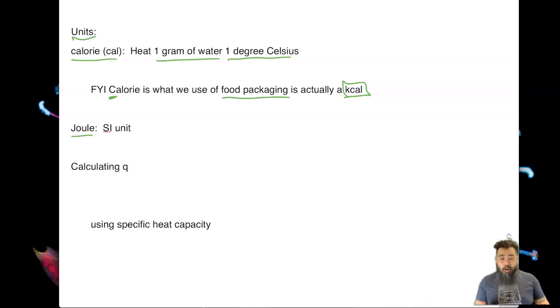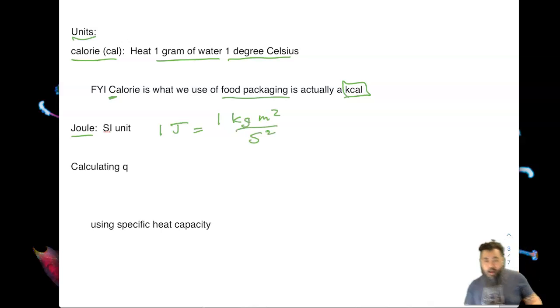But the most common unit that we're going to use is the SI unit, and that's our joule. 1 joule is equal to 1 kilogram meter squared per second squared. So that is our typical SI unit that goes back to mass and speeds. We will use this joule term probably the most, but you'll also see calories come up on occasion.